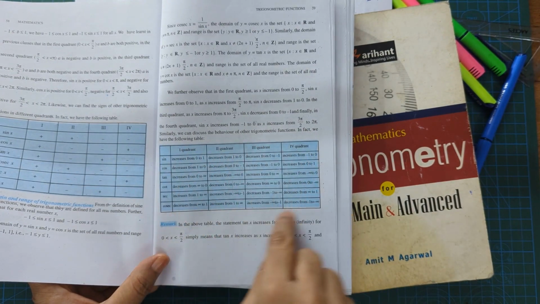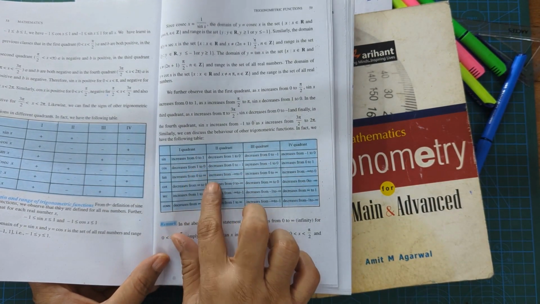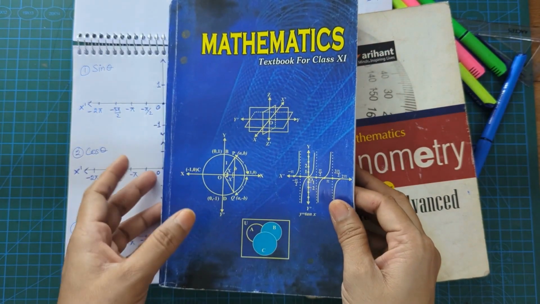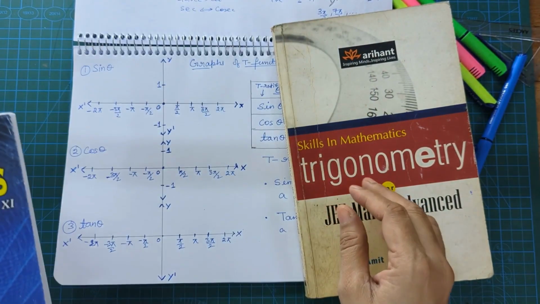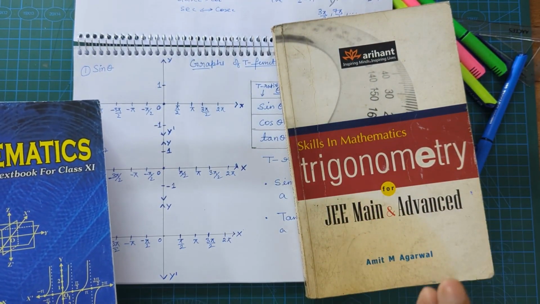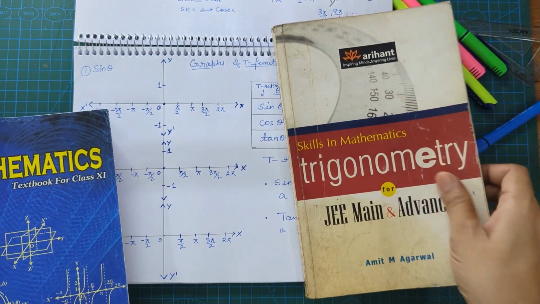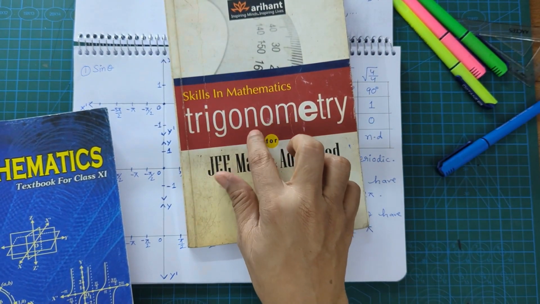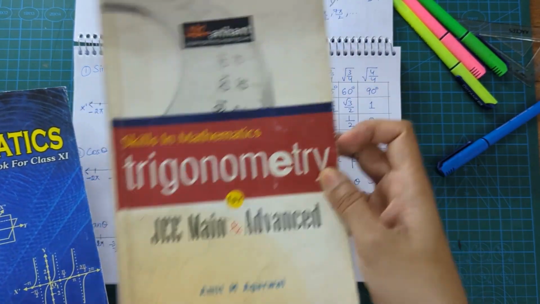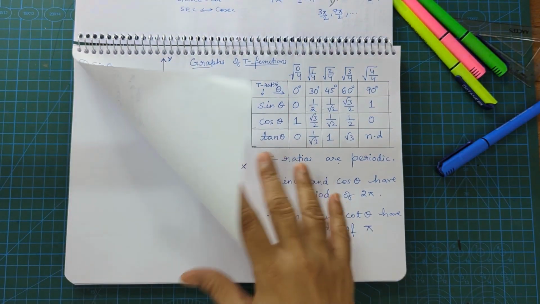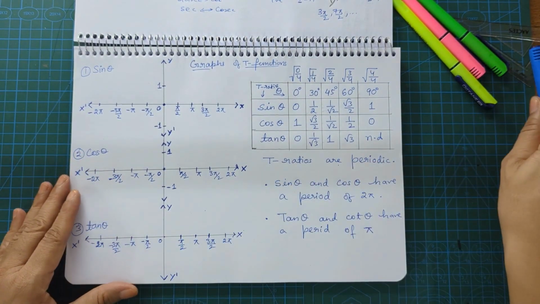So this information from the textbook I will use while drawing the graphs. And while drawing the graphs, I may need the domain and range of the trigonometric functions. For that I will use the Arihant publication book on trigonometry. Now let us begin how to draw the graph of a trigonometric function.